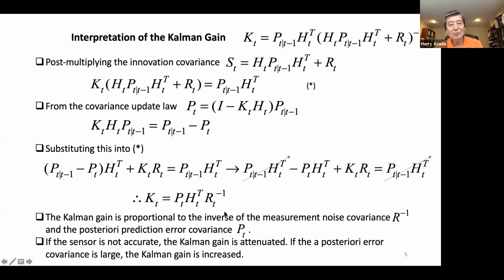This kind of interpretation is very similar to the one we had for recursive least squares. The biggest difference is that here we quantify the noise characteristics, so RT is involved. In recursive least squares, we did not actually quantify the error properties, so we didn't have that at that time.